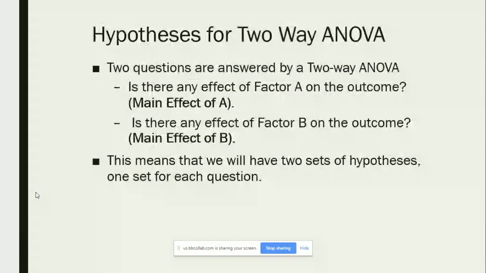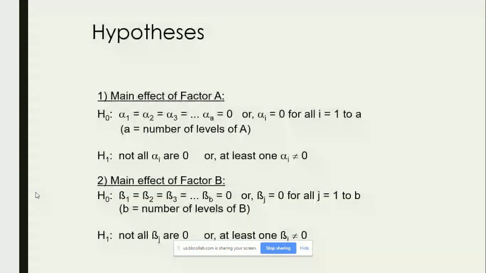So what are the hypotheses for two-way ANOVA? Well, two questions are answered by a two-way ANOVA. Is there any effect of factor A on the outcome, the main effect of A? And then you do the same: is there any effect of factor B on the outcome? So the main effect of B. That means when you're doing a two-way ANOVA, you're going to have at least two sets of hypotheses.